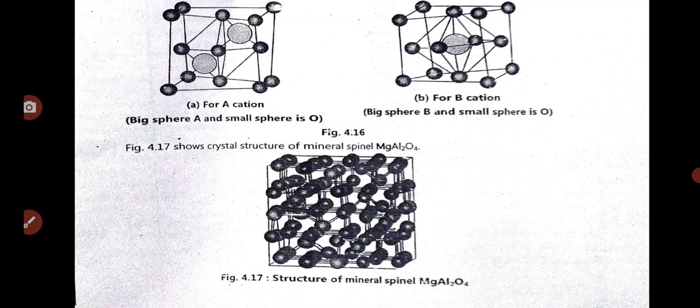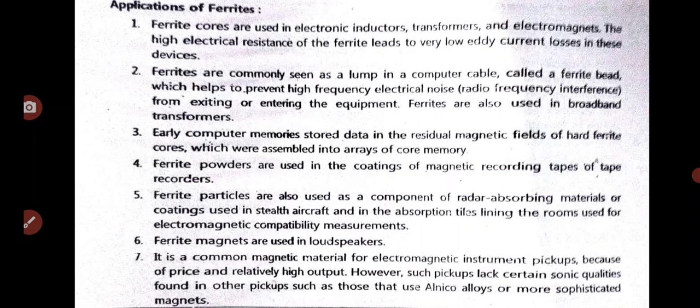So what are the applications of this ferrite? Consider the first application: ferrite cores are used in electronic inductors, transformers and electromagnets, and the high electrical resistance of this ferrite leads to very low eddy current losses in the device. So these are important applications.